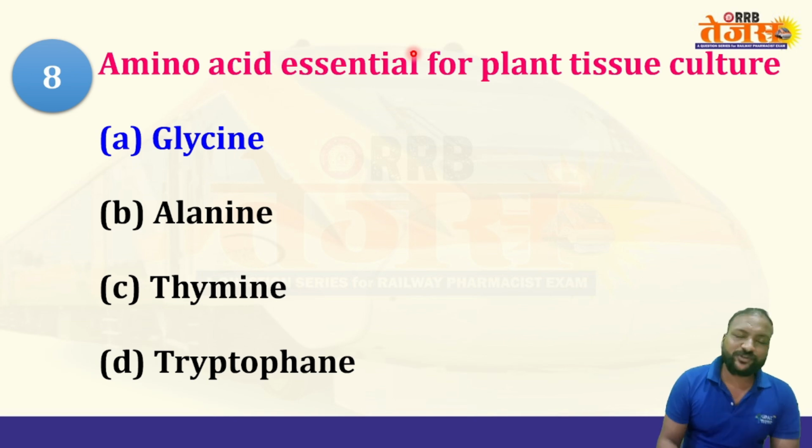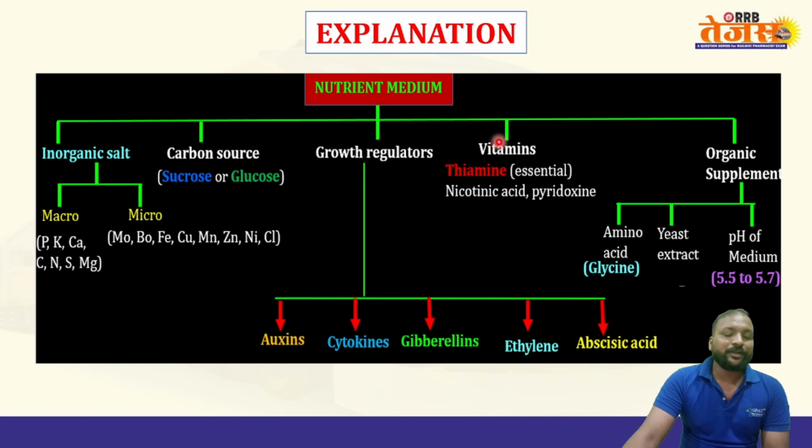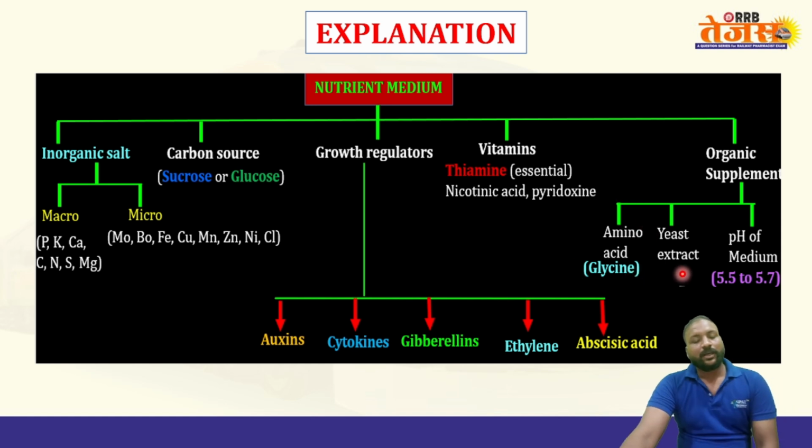Next, we'll go for the next question in this series, and we'll have a brief explanation. In the nutrient media, it generally requires inorganic salts, carbon source, growth regulators like auxin, cytokinin, gibberellin, ethylene, and abscisic acid, vitamins like thiamine, organic supplements like amino acids such as glycine, and yeast extract, and the pH is about 5.5 to 5.7. Here glycine is the amino acid required for cell growth.